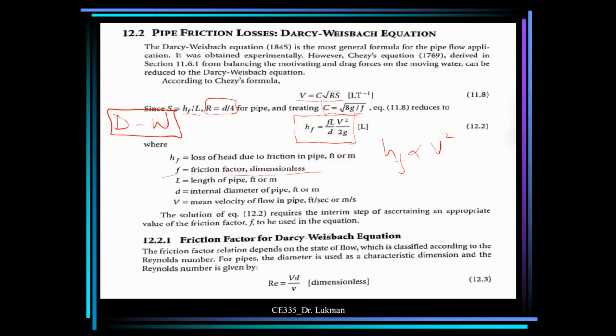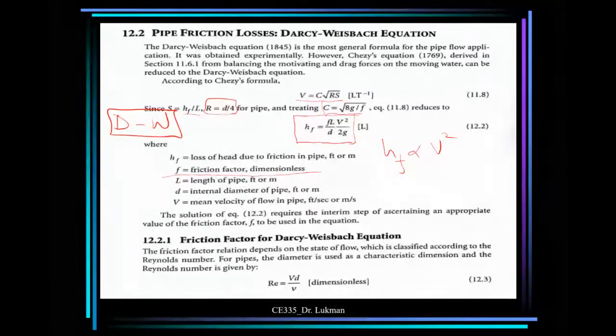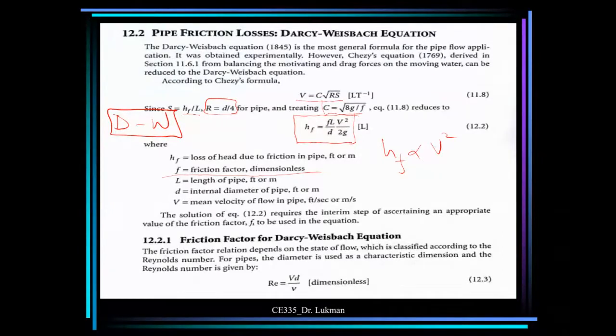That will take us to what is called the Moody diagram. Now, the friction factor relation depends on the state of flow, which is classified according to the Reynolds number. The state of flow can be laminar or turbulent. For pipes, the diameter is used as the characteristic dimension, and the Reynolds number, as we know, is VD over nu. For open channel, the characteristic dimension is VR, we use the hydraulic radius. For pipe, we use D.